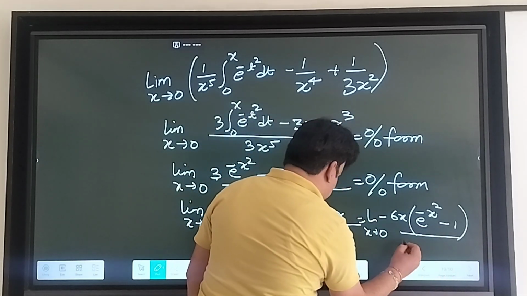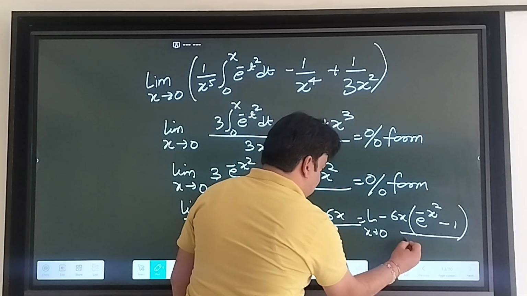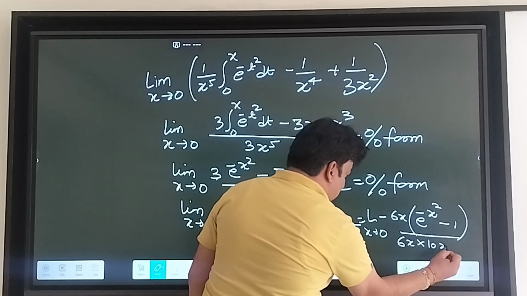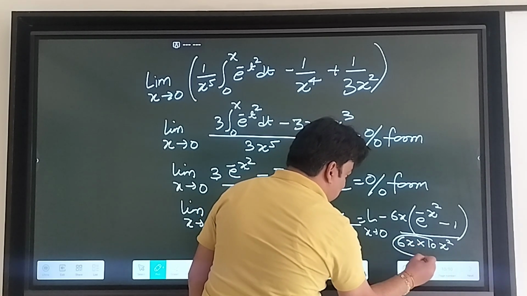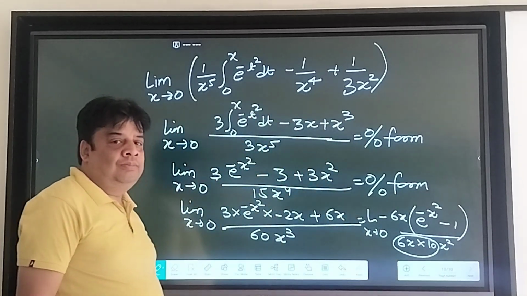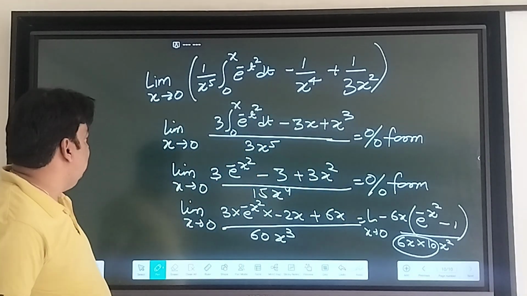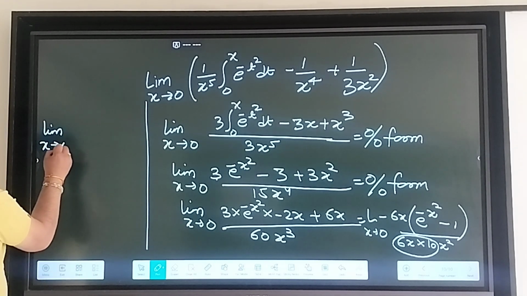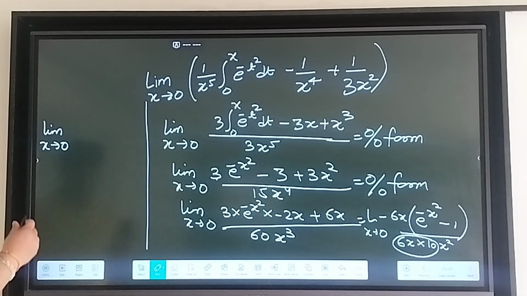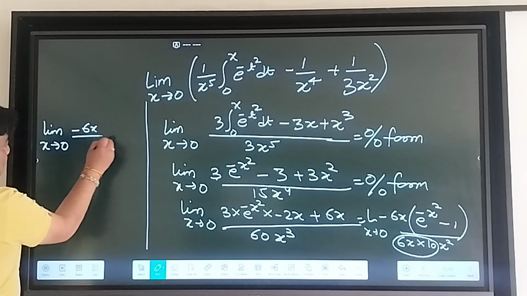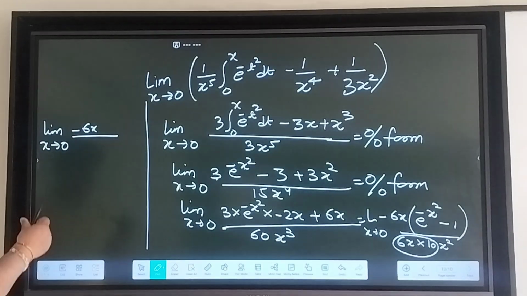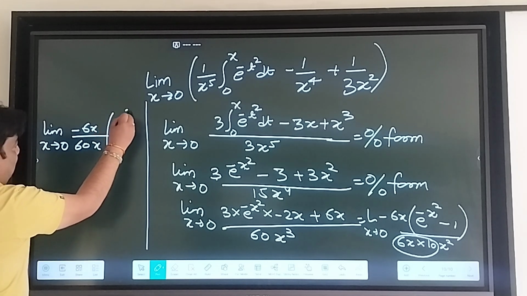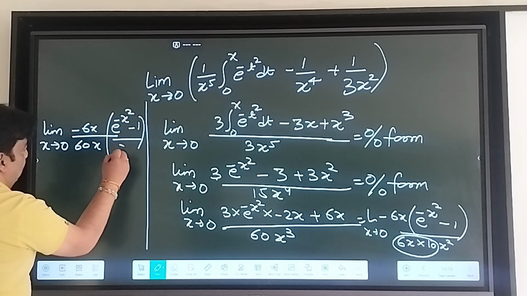So 60x cube can be written as 6x into 10x square. Why I have written it like this, I will explain you here. See, this becomes limit x tends to 0, this is minus 6x upon 60x into e to the power minus x square minus 1 upon x square.